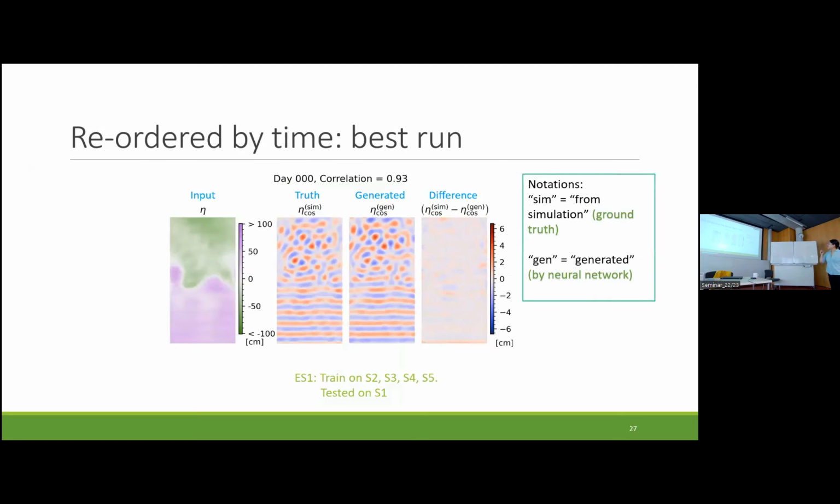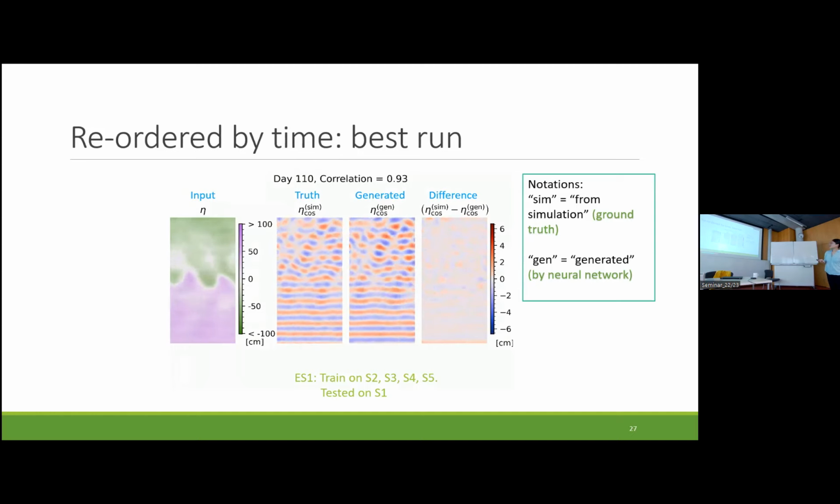And this is the best run we get from ES1 to ES5. The best run corresponds to the ES1 run, where again it's trained on the higher turbulence levels and tested on the lowest turbulence level. We can see that this is the truth of the internal tidal signal, and this is what our algorithm gives. This is the difference between the truth and the generated one, and this is the input to the algorithm. We can see that it's doing very well in almost all the measures.